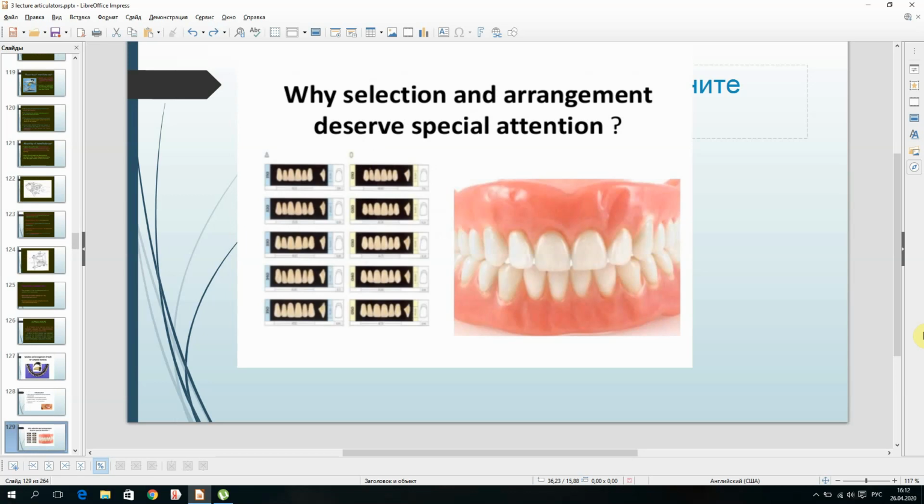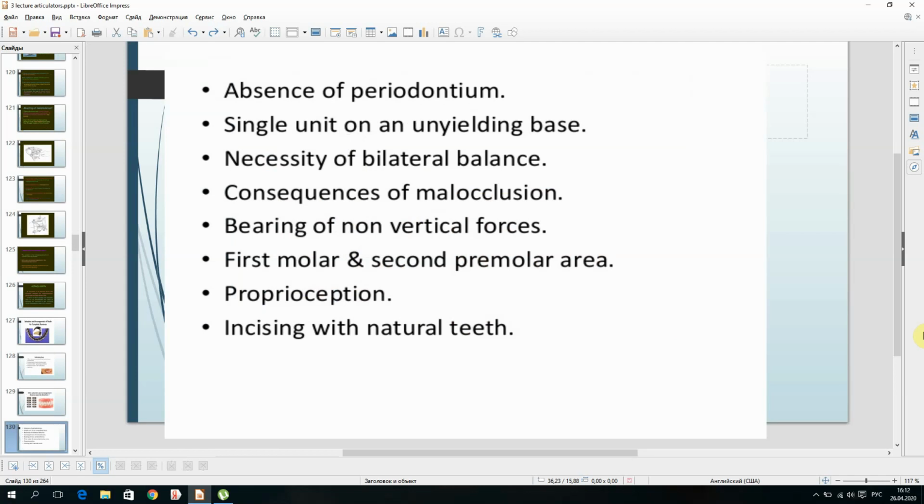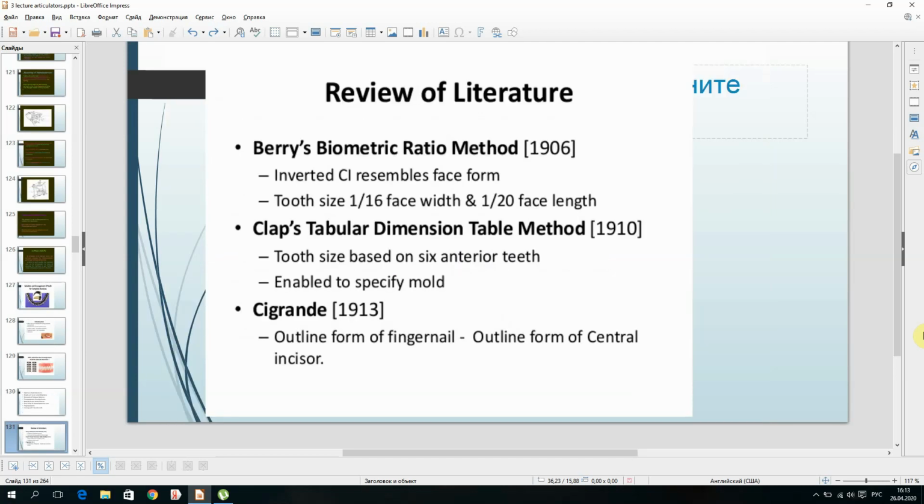Why do selection and arrangement deserve special attention? Absence of periodontium, single unit on an unyielding base, necessity of bilateral balance, consequence of malocclusion, bearing of non-vertical forces, first molar and second premolar area, proprioception, incising with natural teeth. Review of literature.